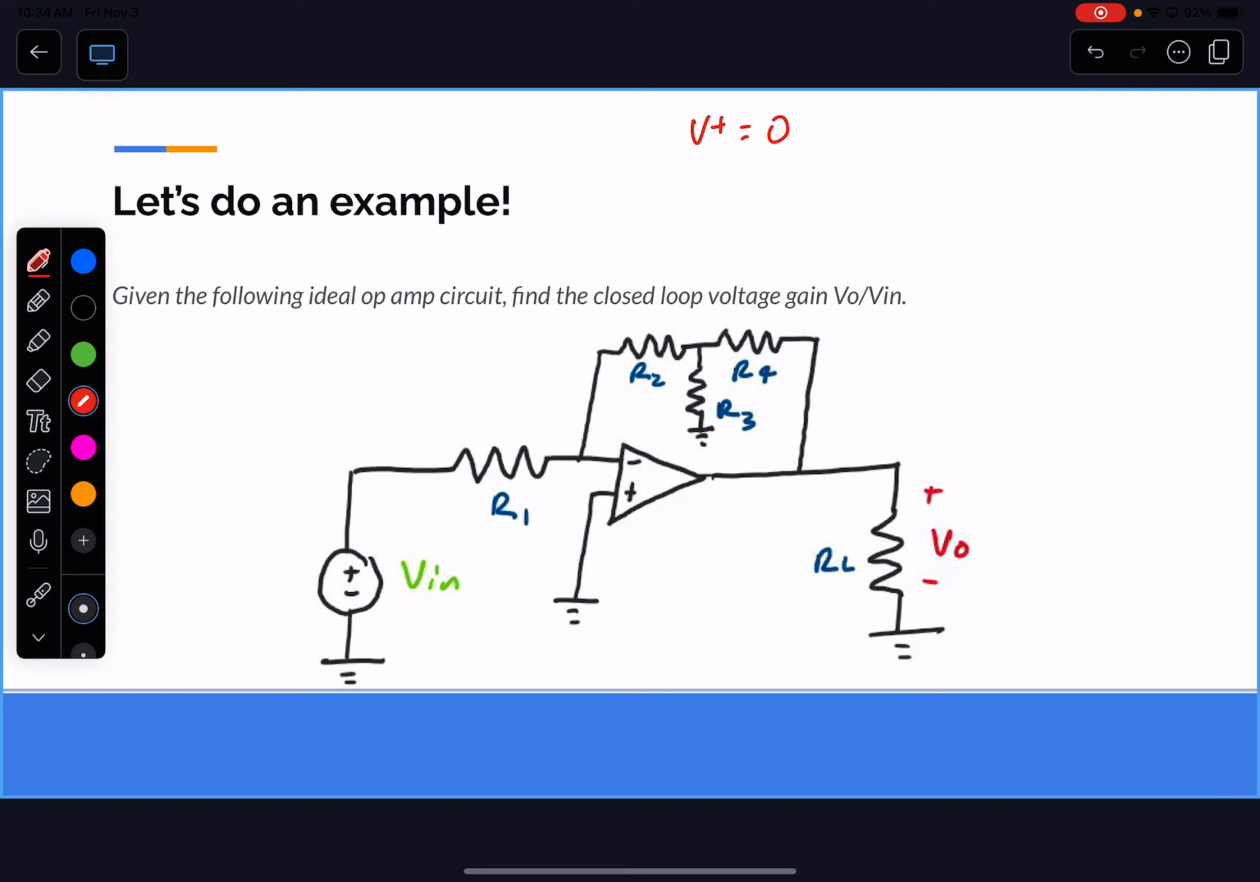0, right? Because it's ground. All right, so immediately we know V minus is 0. That's right. Okay, so we mark that out. This is 0, and over here another 0.